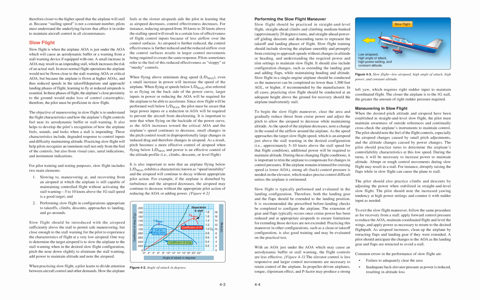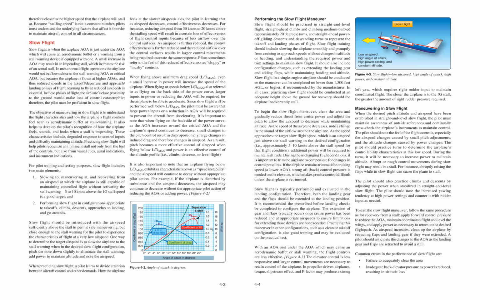Slow flight is typically performed and evaluated in the landing configuration. Therefore, both the landing gear and the flaps should be extended to the landing position. It is recommended the prescribed before landing checks be completed to configure the airplane. The extension of gear and flaps typically occurs once cruise power has been reduced and at appropriate airspeeds to ensure limitations for extending those devices are not exceeded.